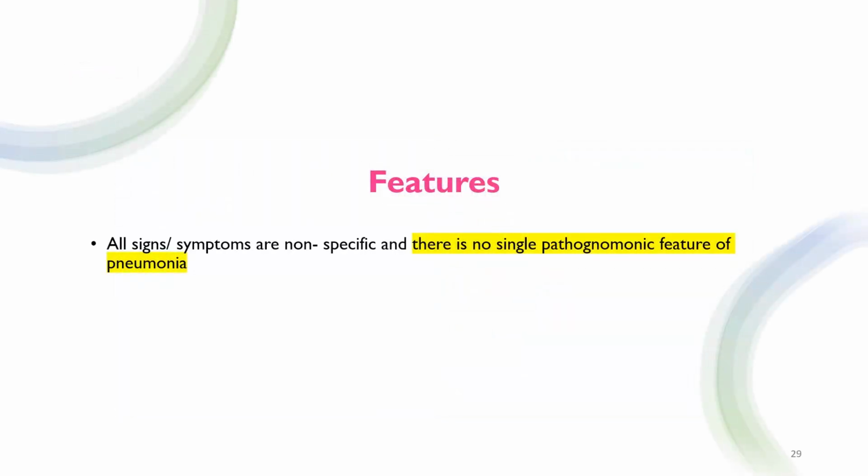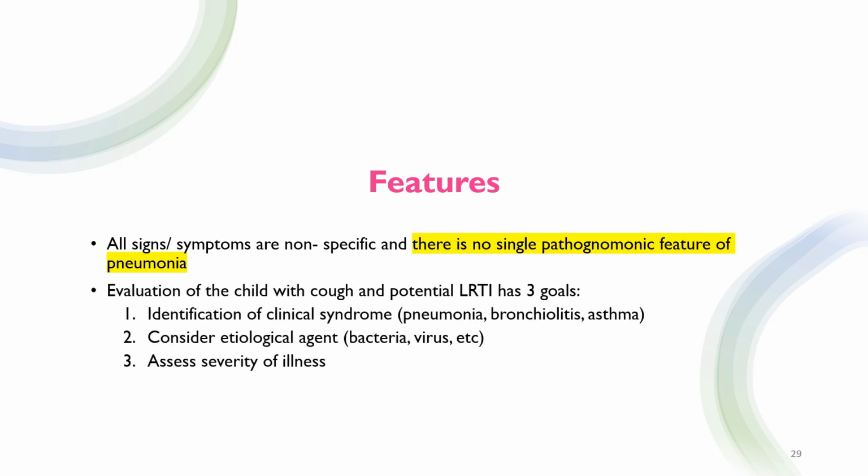What are the clinical features of pneumonia? Like most of the diseases in kids, the signs and symptoms are not specific. As they say, kids don't read the textbook and come to the hospital, so there's no one pathognomonic feature for pneumonia. But when we see a child with cough and potentially a pneumonia, you have three goals that you want to catch. You want to know whether it's a pneumonia or a kind of asthma. You want to know the possible etiologic agent, and you want to assess the severity of the illness.